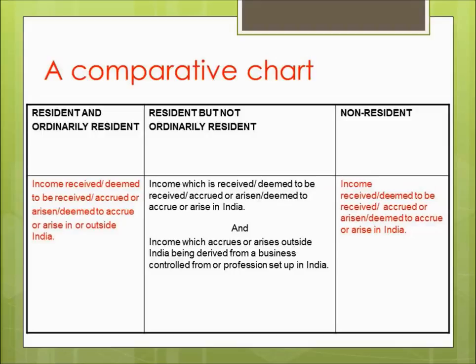Lastly comes the non-resident. The income which is received or deemed to be received, accrued or arisen or deemed to accrue or arise in India is only chargeable to tax. So if I am a non-resident, whatever I am earning in India, only that income is chargeable to tax. So you have to keep this chart in your mind to understand and to learn what is includable and what is not includable in the total income of all these three types of assessees.